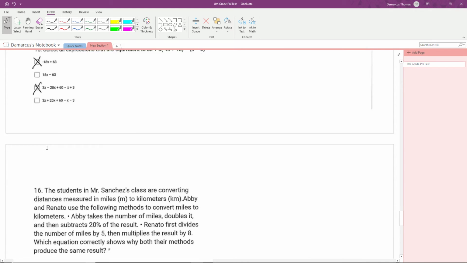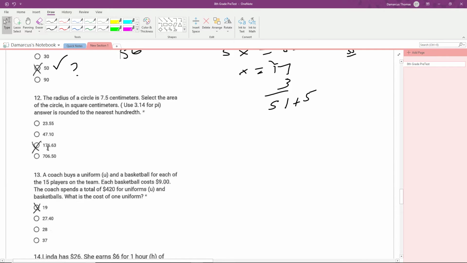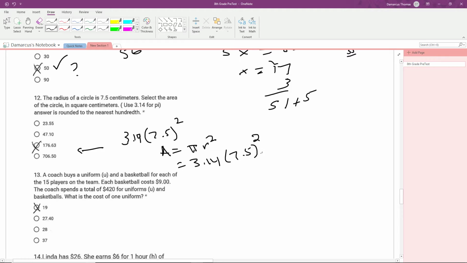So there's just a few more problems left, and then we're going to wrap up this video. The radius for the circle is 7.5. Select the area in pi units. Well, we're just going to use pi. It would be 3.14, and then times 7.5 squared, and that's what you get for that. That area is equal to pi r squared. That's 3.14 times 7.5 squared to the second power. All right, and you square that first, then multiply by 3.14.